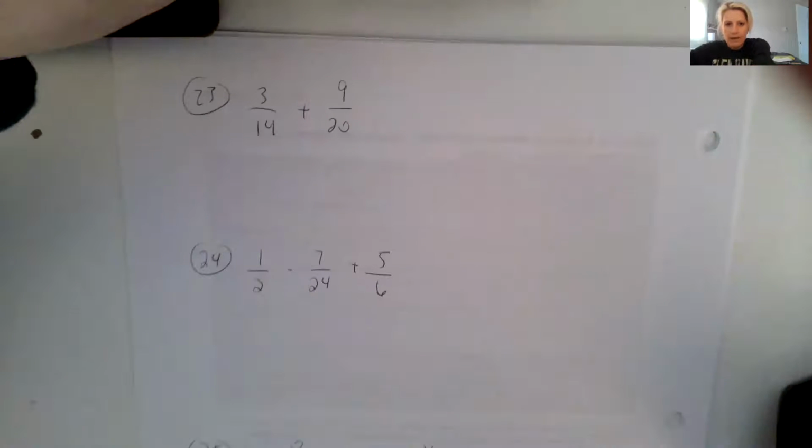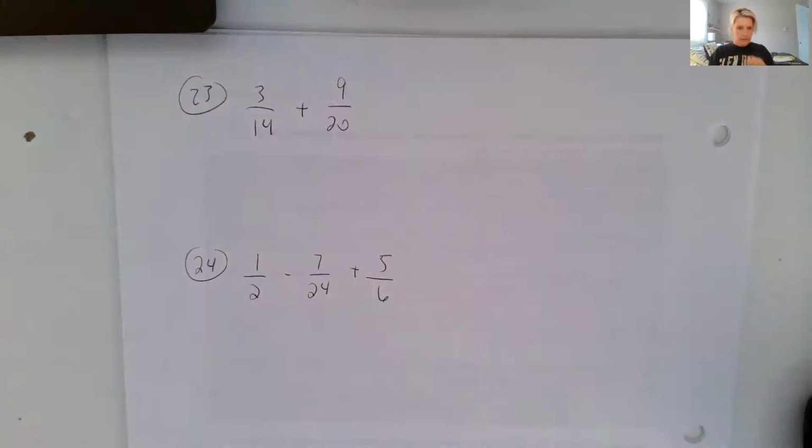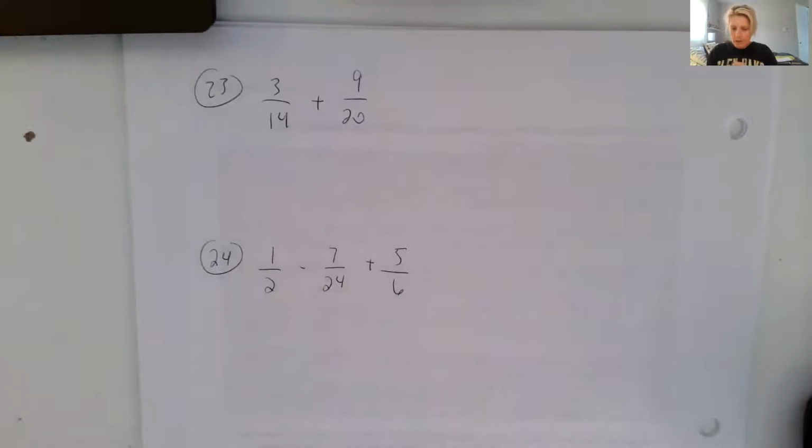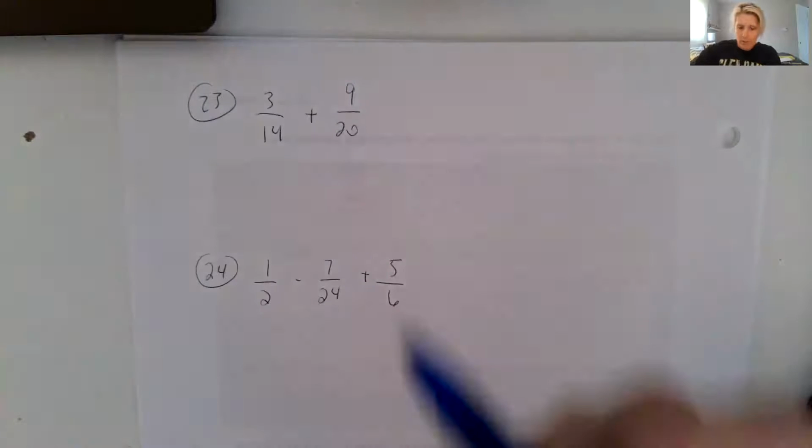Hello, welcome back to the third part of our Chapter 5 review. And now we're going to be adding and subtracting rational expressions. So these are problems page 485, problems 23 through 30. So the first few are just going back to adding fractions in general with no variables.